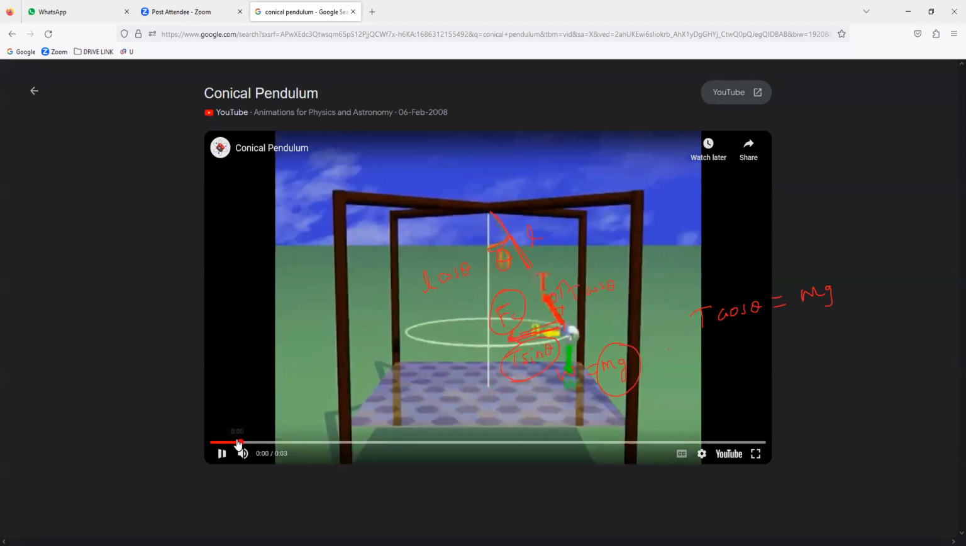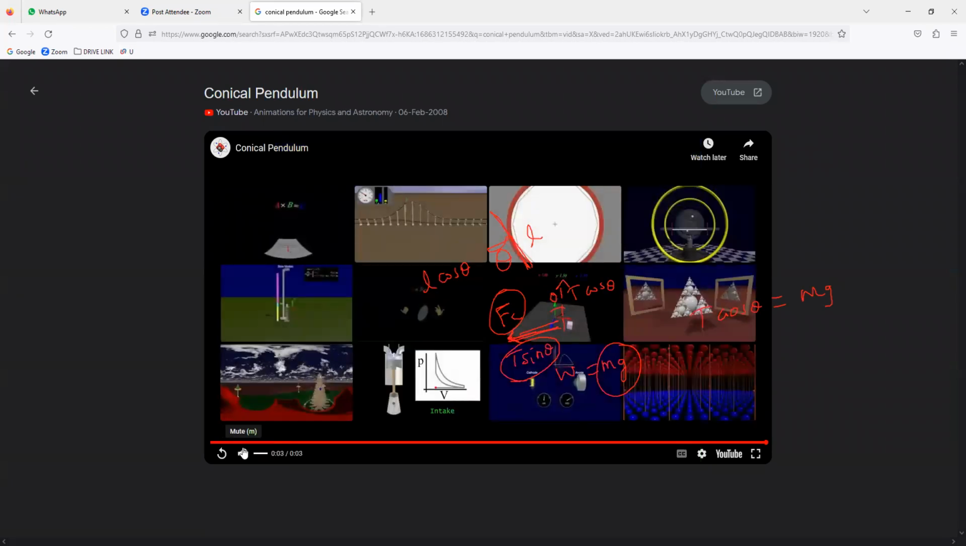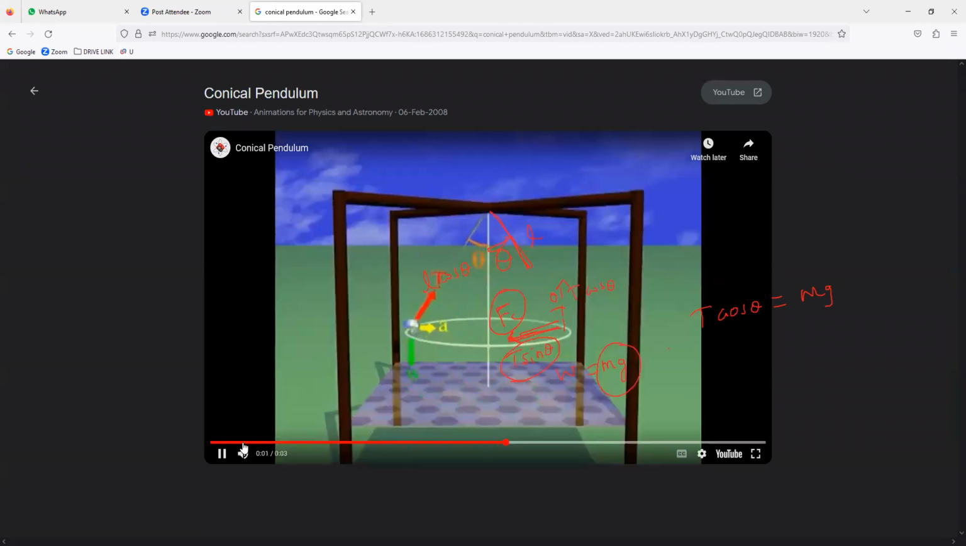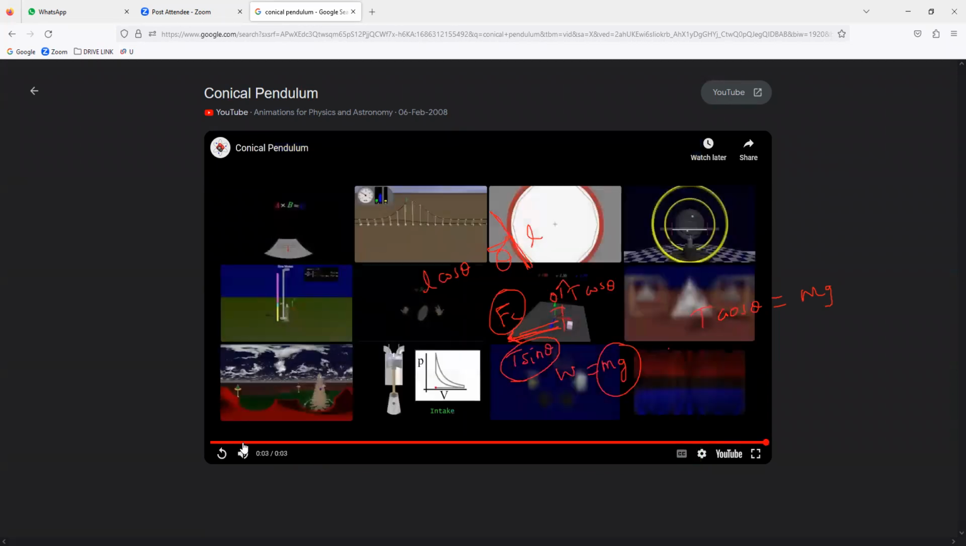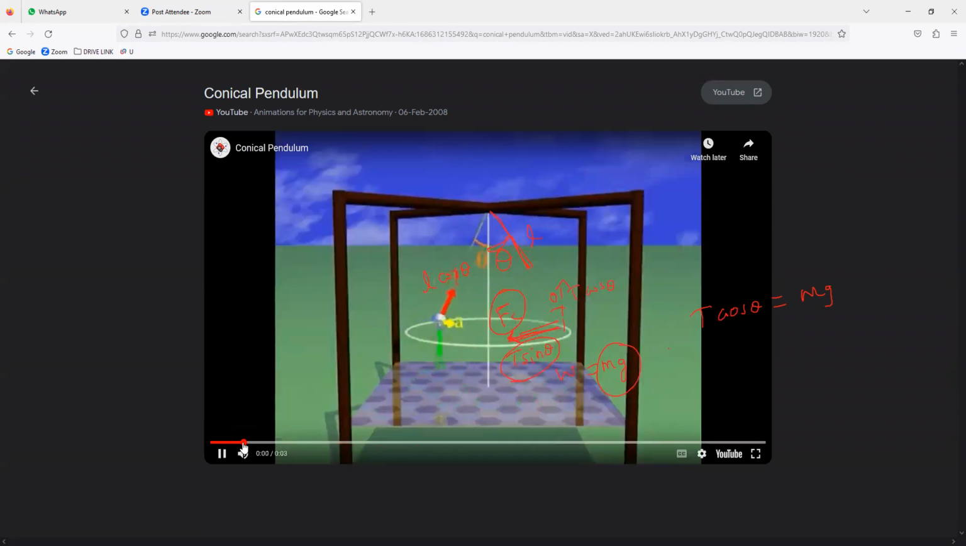So if you are able to form the two equations from this, one is T cos theta is equal to mg. And what is the second equation? The second equation is: T sin theta is equal to F_C, the force which is acting towards the center. That's all. If you know this, then you can solve everything. That is what they are asking. Nothing else is being asked.